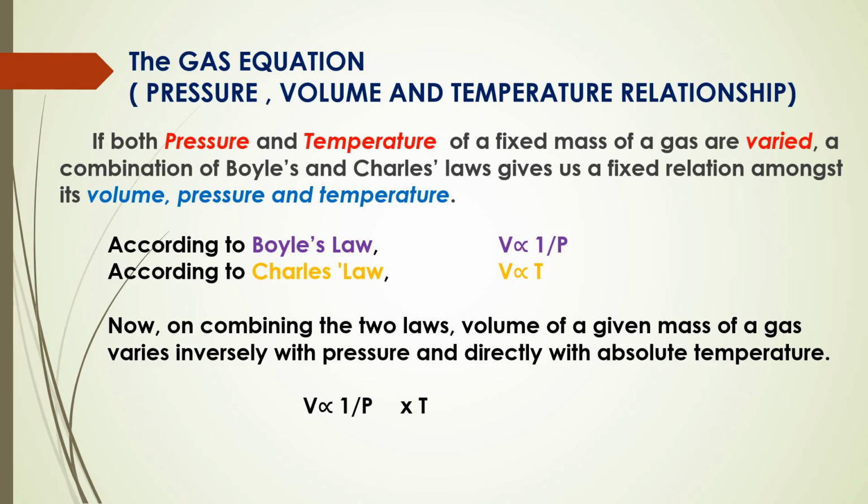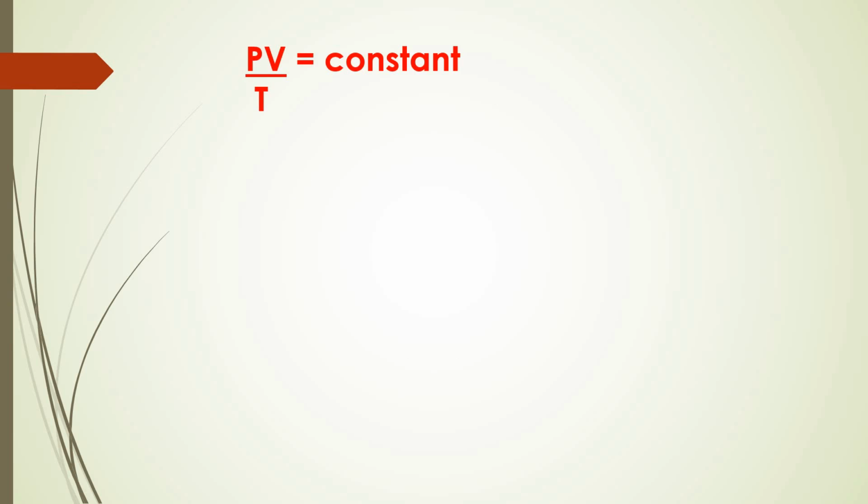Now if we remove the proportionality, we have to write a constant. So V equals T by P into a constant. T is in the numerator and pressure in the denominator, and we get a constant of proportionality. If we rearrange this, the product of pressure and volume divided by temperature is a constant. So PV by T is equal to a constant, and this is what is given by the gas equation, the relation of pressure, volume, and temperature. How are they related? When pressure and volume are multiplied, and the product is divided by temperature, we get a constant value. So PV by T is a constant, we know this now.